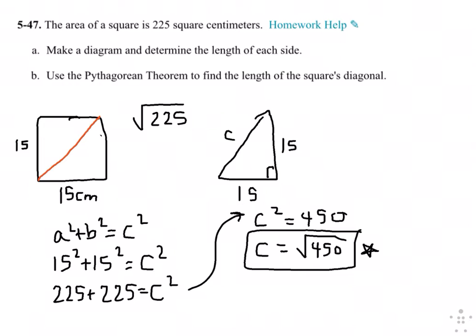Or, if you went into your calculator and typed in 450, we would get 21.2, right? C is approximately 21.2 centimeters, right? This should be centimeters also. So I prefer this way at this point because it's exact. It's exactly the square root of 450 centimeters.